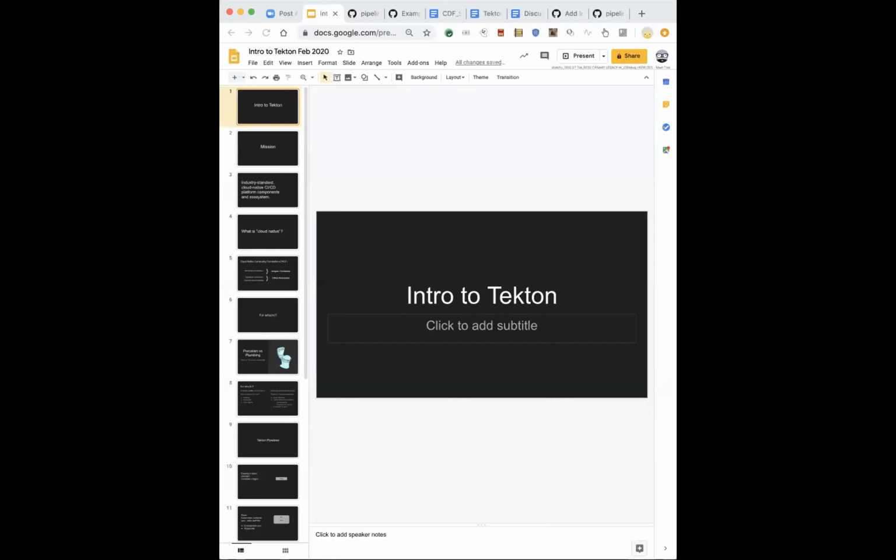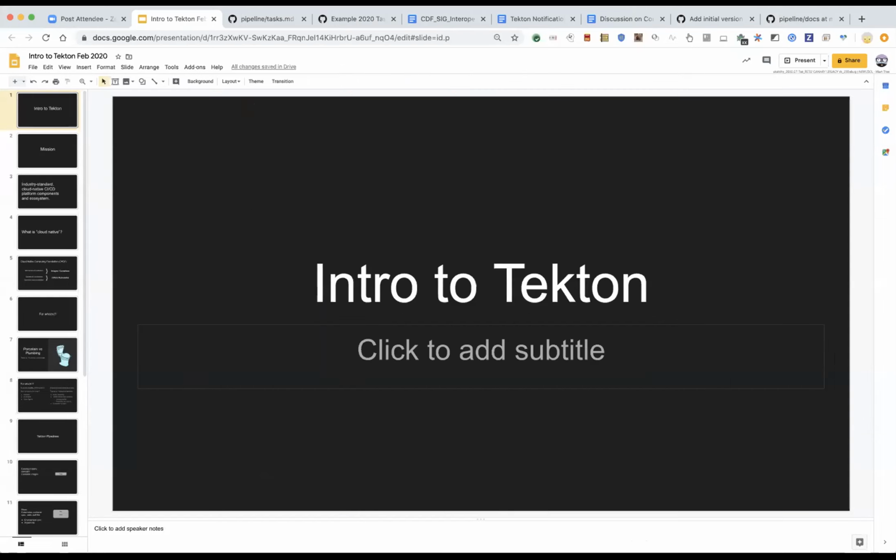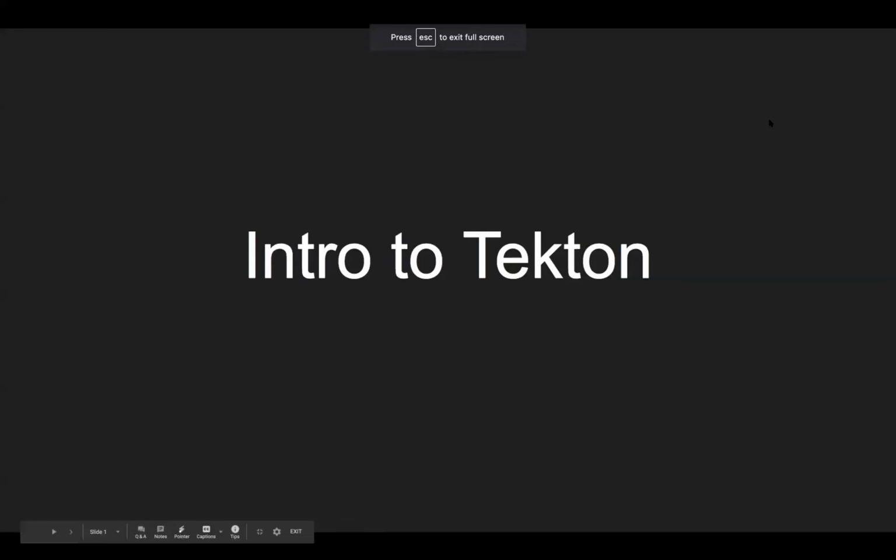Sure. Okay, let me see how I do this. Not used to Zoom. This might take a second. This one, yes. Oh, wow. I can't tell. Is this working? Can you see my screen? I can see it. Okay. We can see the presenter view, but we can't see. Oh, here we go. Now it looks perfect.